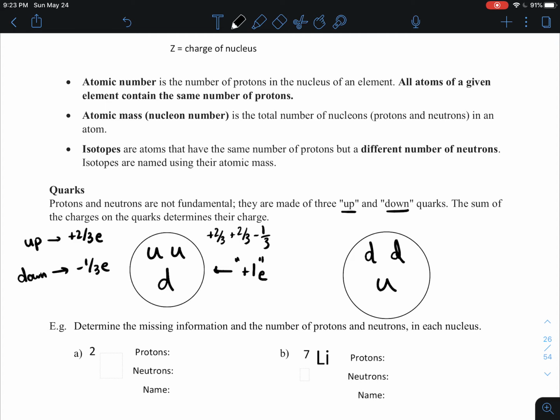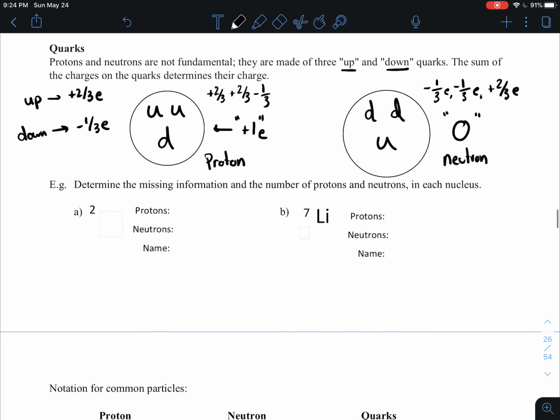Compare that to the down, down, up. We notice that the downs are negative 1/3 E, negative 1/3 E, so that's negative 2/3 E, and a positive 2/3 E. If you add those all together, we end up getting a zero charge. So in this case here, this must be the neutron. So a neutron consists of 2 downs and an up, and a proton consists of 2 ups and a down.